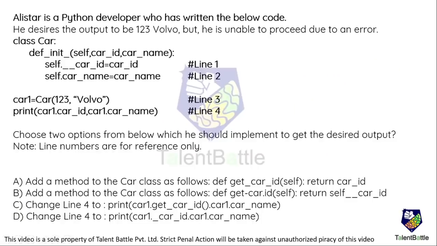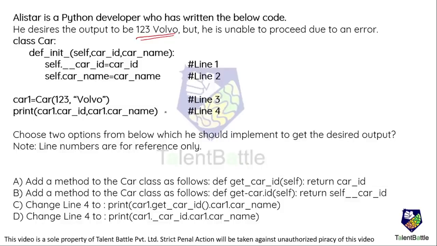The next question is: Alistair is a Python developer who has written this particular code and he desires the output to be 1, 2, 3 Volvo. So this is the expected output that we are working on, but he is unable to proceed due to an error. So we have to identify that.